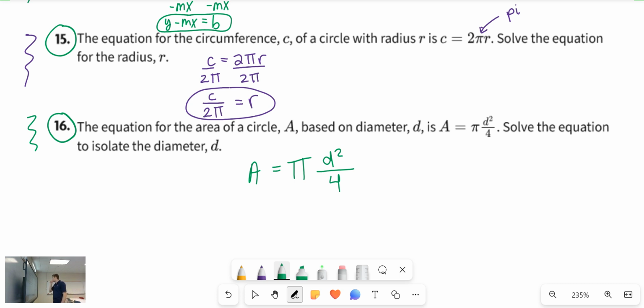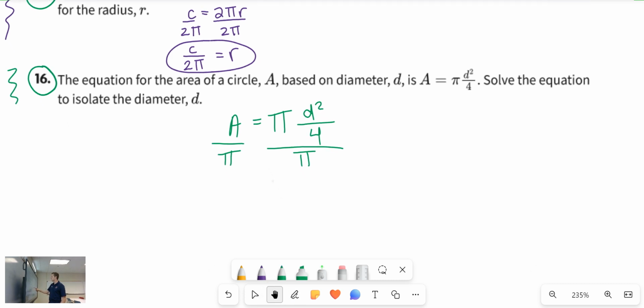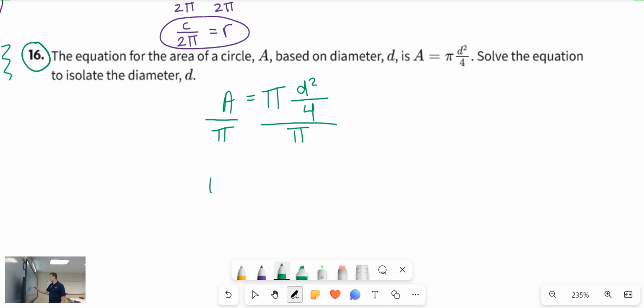Okay. This one's going to be hard, but that's okay. First thing we're going to do is divide both sides by pi. That's going to be the first one. Divide both sides by pi. That'll cancel the pi away from the right side. So we should now have a divided by pi equals d squared over 4. I just said 4, but I wrote pi. That's not right. D squared over 4.